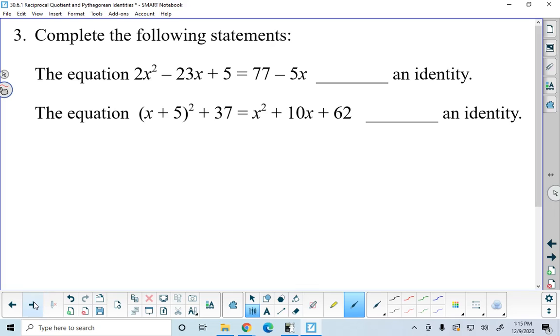What do we learn from this warm-up? This first equation, which is 2x squared minus 23x plus 5 equals 77 minus 5x, is not an identity. Correct me if I'm wrong, that was the equation that was not always true. Yes? Okay, good. The equation x plus 5 quantity squared plus 37 equals x squared plus 10x plus 62 is an identity.